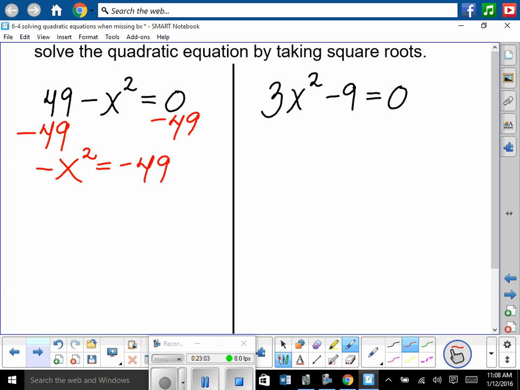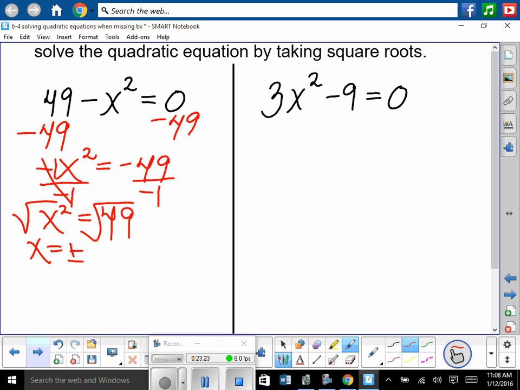Let's do the algebra. So what are we going to do? Technically, don't we have a negative 1 in front? Yeah. So we're going to divide both sides by negative 1. So we have x squared is equal to 49. And then we'll take the square root of both sides. So we have x is equal to plus and minus the square root of 49. 7. So x is equal to 7, x is equal to negative 7.